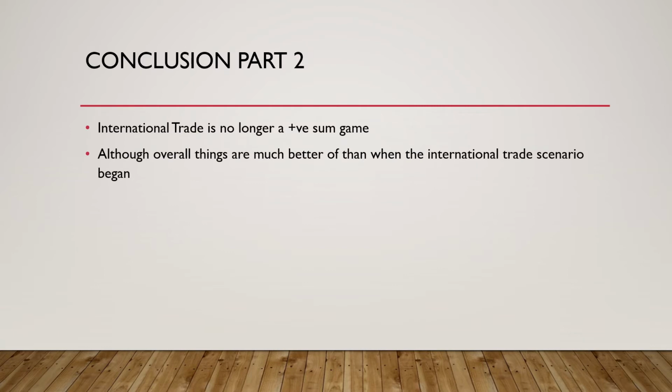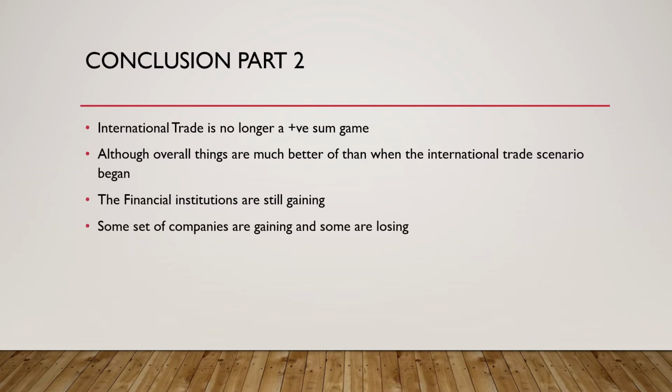Although things are much better than what they were when international trade had started, they have started to deteriorate as well. The financial institutions are still gaining, and there are some set of companies that are gaining, while on the other hand, there are some set of companies that have started to lose as well. Similarly, some set of workers are still okay, while some have started to lose in this international trade game.